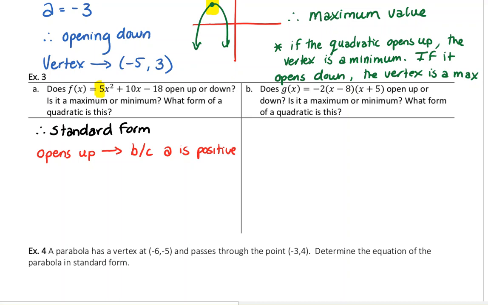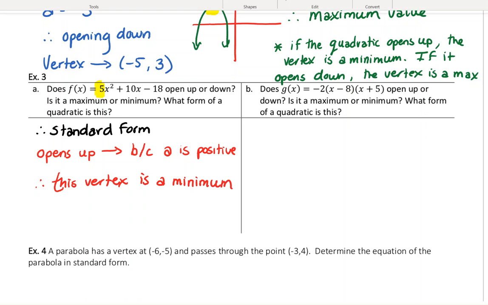Okay, and then it just asks us, is it a minimum or a maximum point? Well, going back to the note I just put down, if the quadratic opens up, which this one does, then the vertex is a minimum. So therefore, this vertex is a minimum.